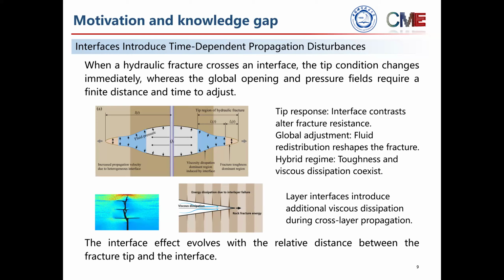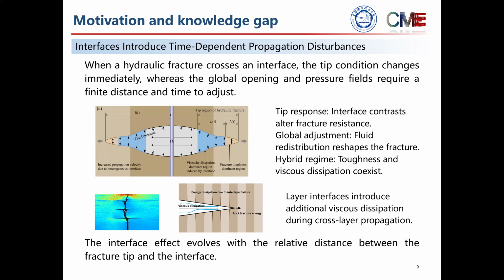When the fracture tip crosses an interface, the local tip conditions change immediately because the material property and the confining stress have changed. However, the entire fracture cannot adjust instantaneously. The opening and pressure field must evolve through fluid redistribution. This creates a separation between a fast local response and a slow global adjustment. As a result, the interface can temporarily generate a hybrid propagation region.